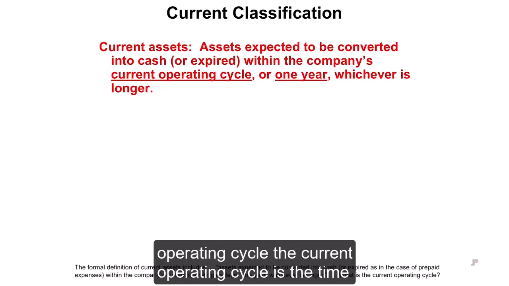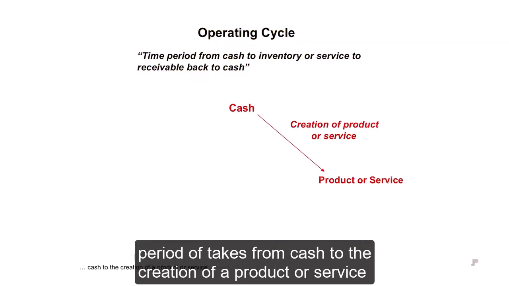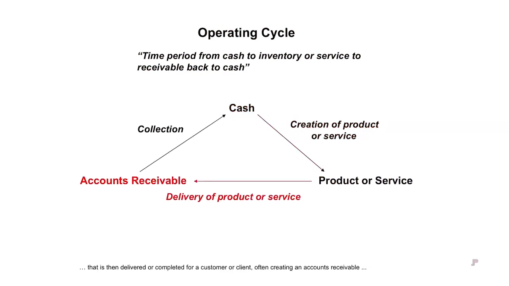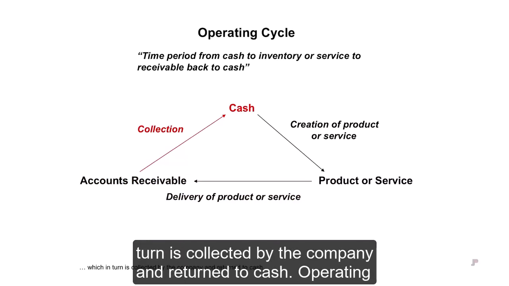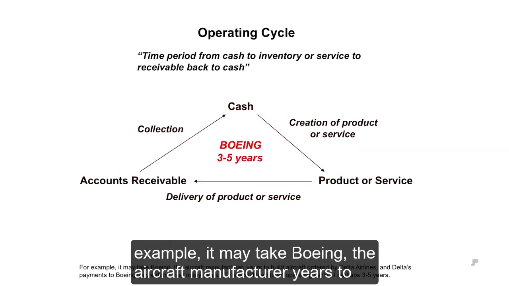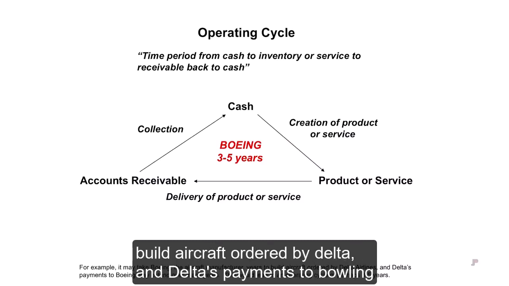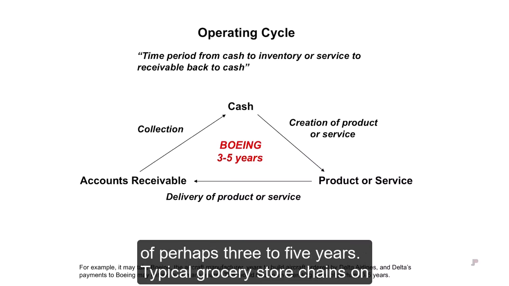What is the current operating cycle? The current operating cycle is the time period it takes from cash to the creation of a product or service that is then delivered or completed for a customer or client, often creating an accounts receivable, which in turn is collected by the company and returned to cash. Operating cycles can vary enormously across different companies. For example, it may take Boeing, the aircraft manufacturer, years to build aircraft ordered by Delta, and Delta's payments to Boeing may extend over many years. This would lead to an operating cycle of perhaps 3 to 5 years.